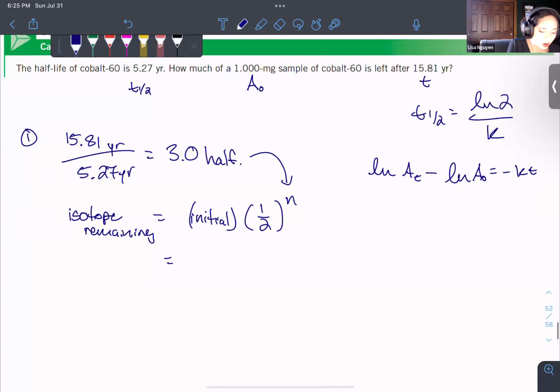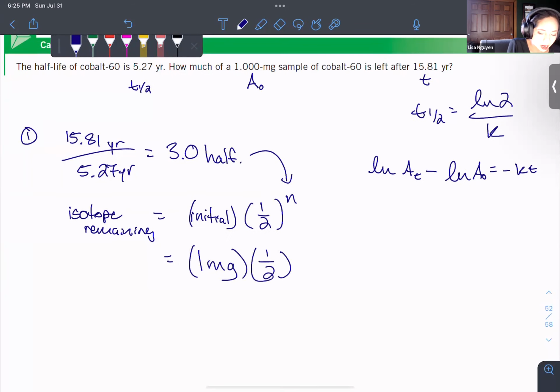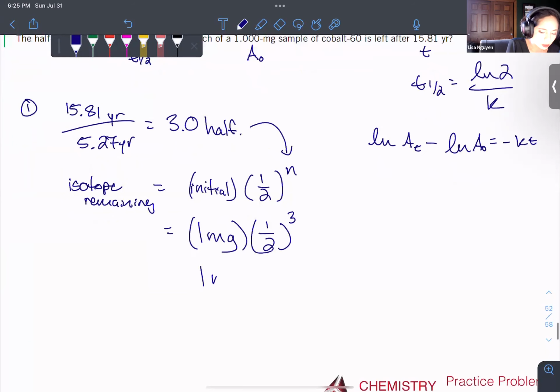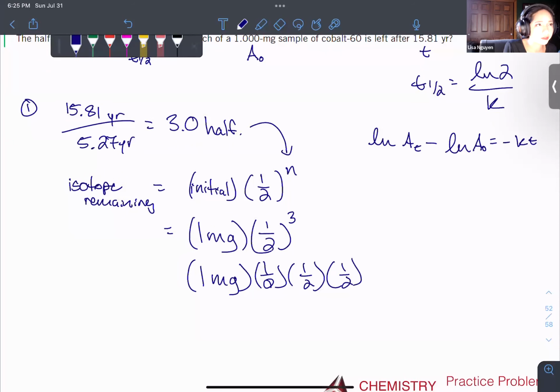So, setting all of this up, the amount we have left is 1 milligram times a half to the third power. If we rewrite it, what's happening is I'm doing 1 milligram times a half times 1/2 times 1/2. And that's how we get that 12.5% that's left over. So the answer you get here is that 0.125 milligrams is left, which is 12.5% of that milligram amount.